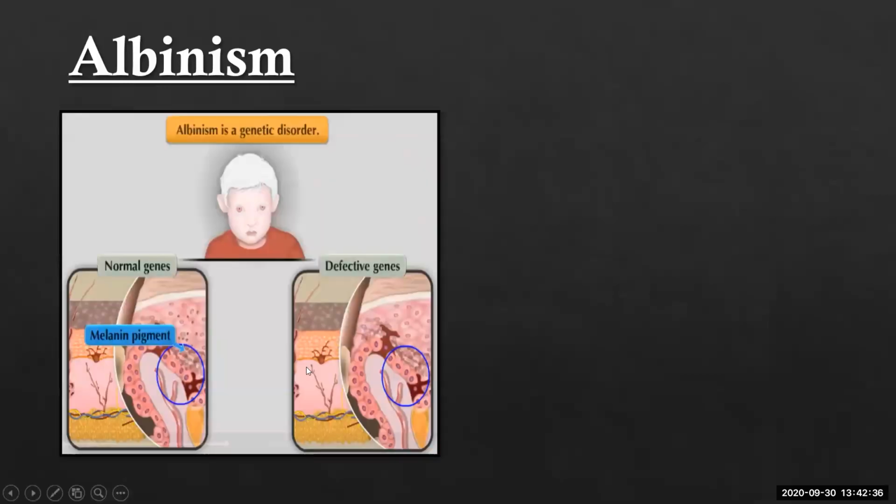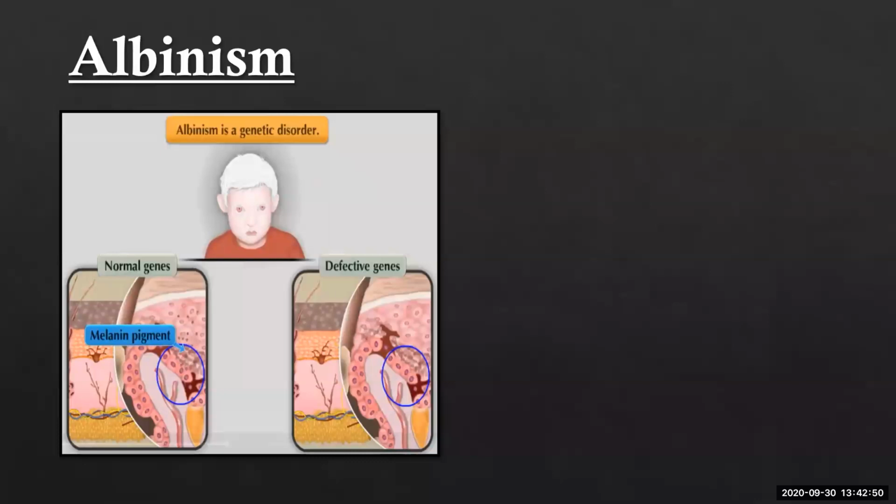Now we will see albinism. What is albinism? We all know that there is production of the melanin pigment in our body which imparts color to our skin. If there is less melanin, then the skin color is fair, and if there is production of more melanin, then the skin becomes brown. You can see here, in albinism there is no production of the melanin pigment, so the person has no melanin, and the skin and hair are white in color.